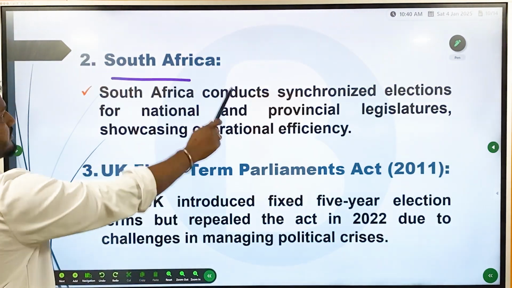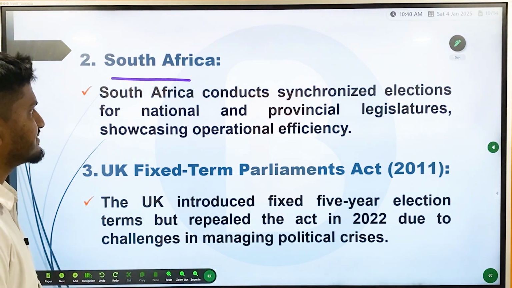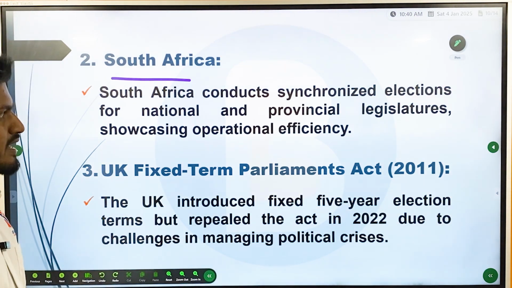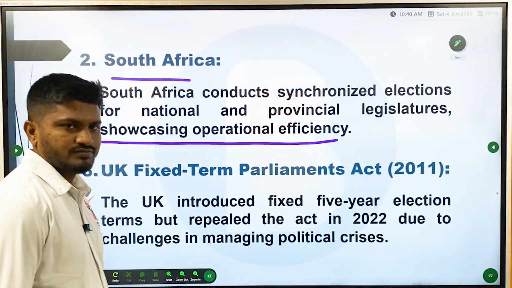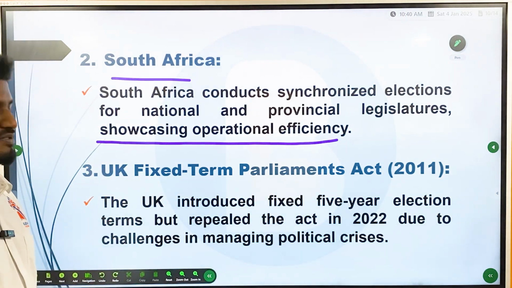South Africa conducts synchronized elections for national and provincial legislatures, showcasing operational efficiency. So it shows that it is possible.